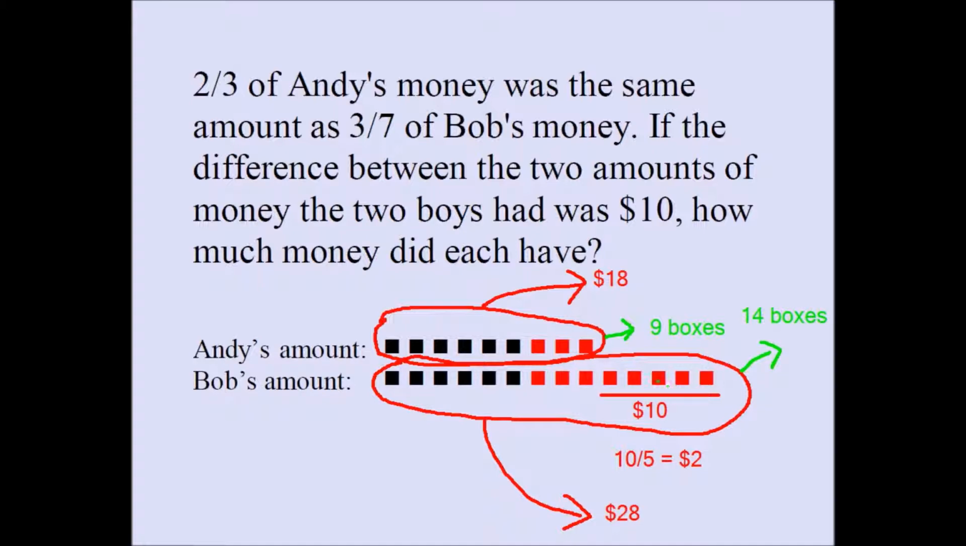Okay, now check it out. 2/3 of 9 is 6, and 3/7 of 14 is also 6, and they're equal. So my answers are $18 and $28.